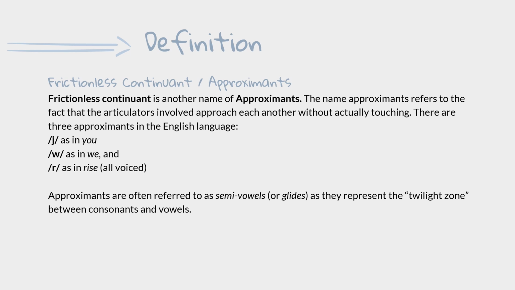The last one is the r sound. The r sound is found in most languages, with a few exceptions. Approximants are often referred to as semivowels or glides, as they represent the twilight zone between consonants and vowels.